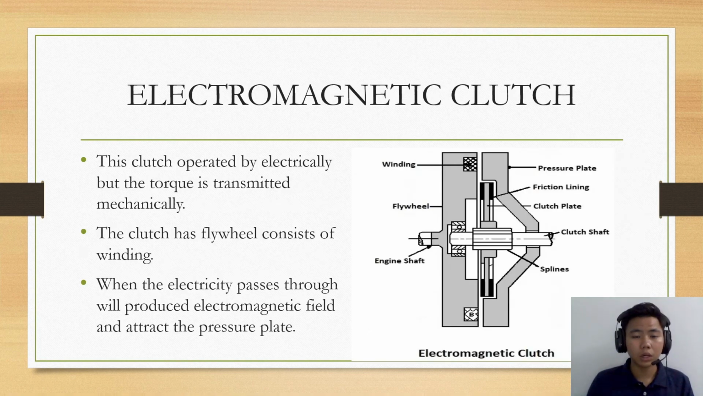Last but not least, we have the electromagnetic clutch. This clutch operates electrically, but the torque is transmitted mechanically. The clutch has a flywheel consisting of winding, and when electricity passes through, it produces an electromagnetic field, and then the electromagnetic field attracts the pressure plate onto the flywheel.